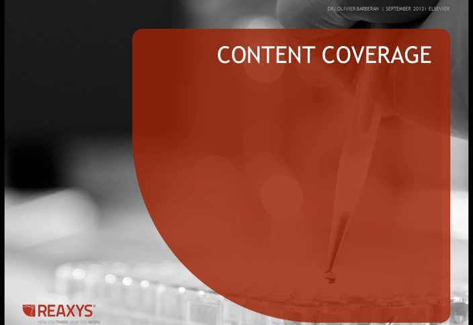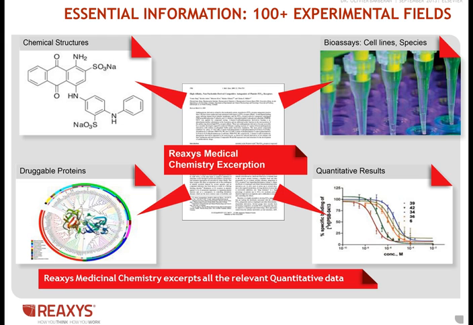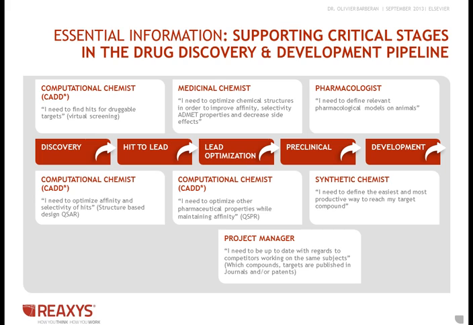The data contained within Reaxys Medicinal Chemistry is excerpted from peer-reviewed journal articles and patents. The data is provided in a consistent and normalized format based on extensive, highly curated glossaries and taxonomies, allowing scientists to search for and filter on chemical compounds, molecular targets, quantitative and qualitative compound target interaction data, individual bioassays, and cell lines. Here you can see the main types of users of Reaxys Medicinal Chemistry. Medicinal chemists, of course, but also computational chemists, project managers, pharmacologists, and synthetic chemists. The three main users are shown in the middle: medicinal chemist, computational chemist, and project manager.